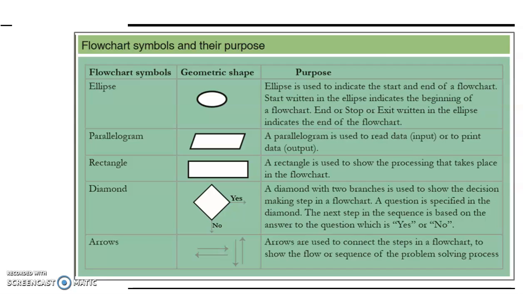The next one is a diamond. A diamond with two branches is used to show the decision making step in a flowchart. A question is specified in the diamond. The next step in the sequence is based on the answer to the question, that is, the answer is in terms of a yes or no. Then arrows. Arrows are used to connect the steps in a flowchart to show the flow and sequence of a problem solving process.